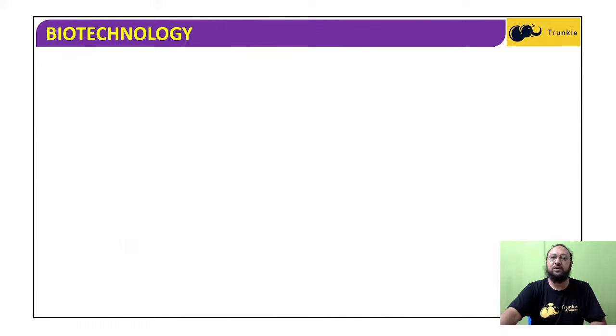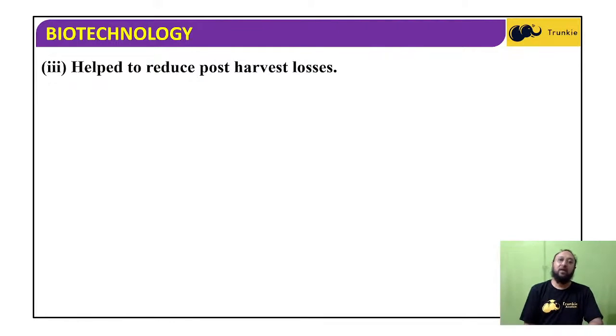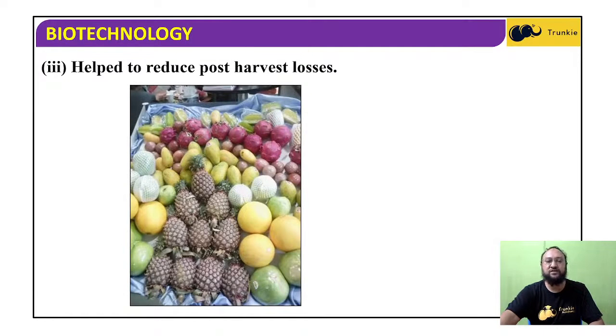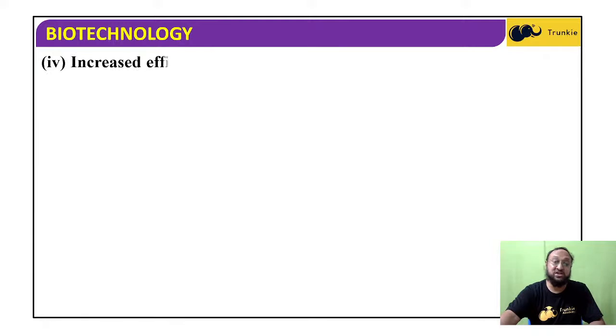Biotechnological processes, genetic engineering and the gene revolution help to reduce post harvest losses. After harvesting the crop plant, there is sometimes some kind of damage. It may be damaged by pests, or due to moisture, or some other reason, and the harvest is lost. So that loss was also reduced due to the biotechnological process and genetic engineering. So it remained fresh and did not deteriorate.